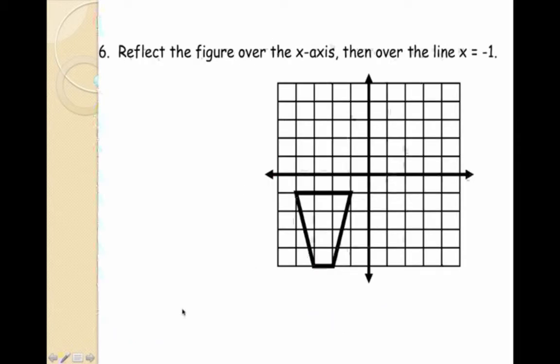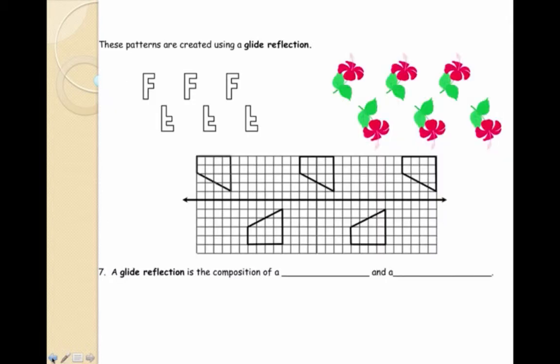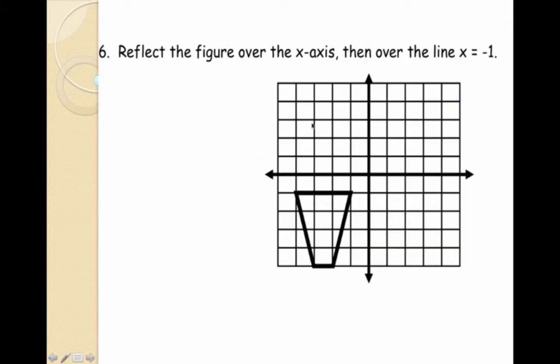Okay, so this one we want to go over the x-axis and the line x equals -1. This ought to look like a rotation because the x-axis and the line x equals -1 are perpendicular. Here's x equals -1, right there.